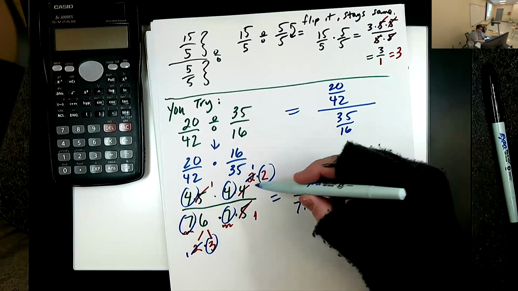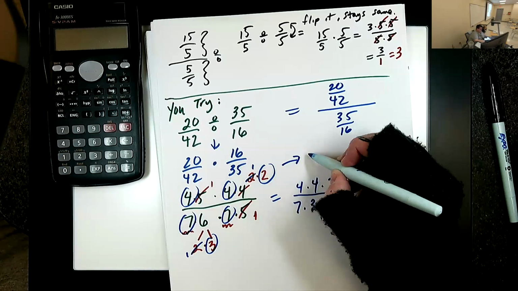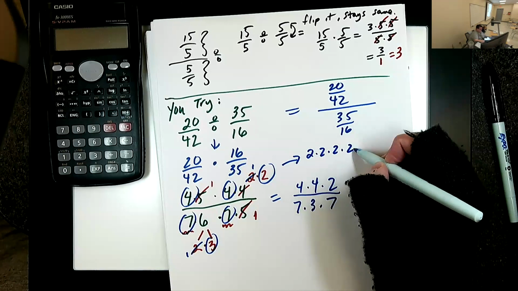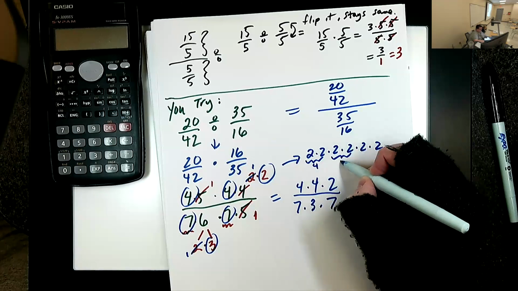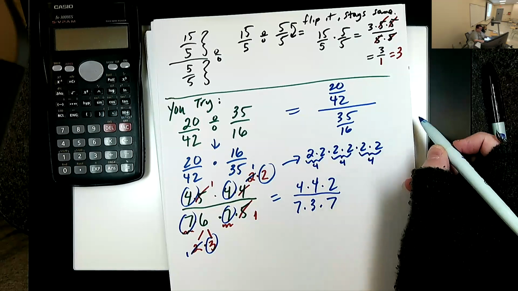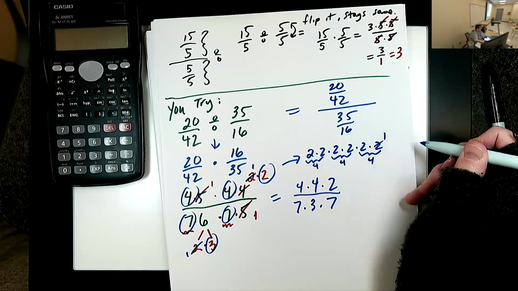If you had bothered to factor out all the 4s, you could have written the top as 2 times 2 times 2 times 2 times 2. That's a 4, that's a 4, that's a 4. And then only canceled one of them.